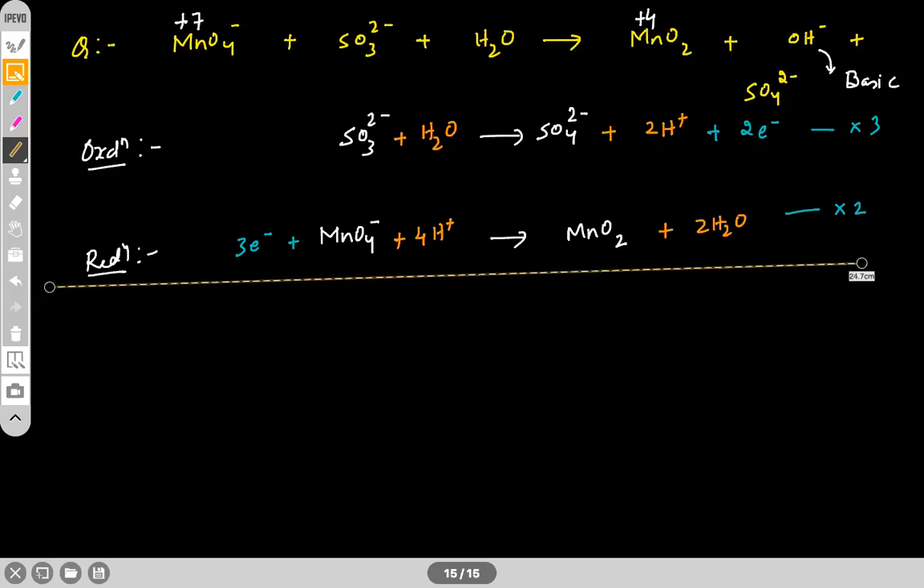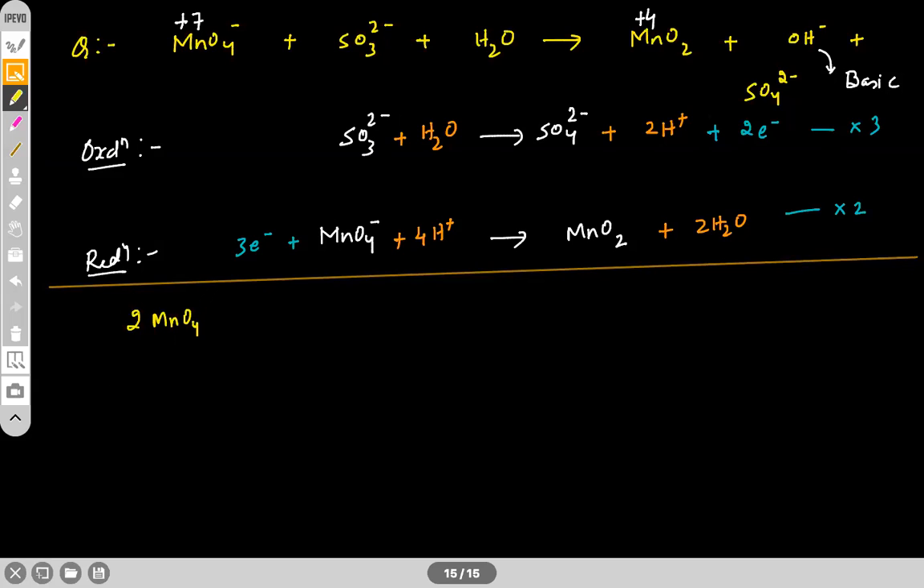So, we get 3 into this, so we have, first of all, write down 2 MnO4 minus plus 3 SO3 2 minus plus 8 H plus gives 2 MnO2 plus 3 SO4 2 minus plus 4 H2O plus 6 H plus. This is what we get.